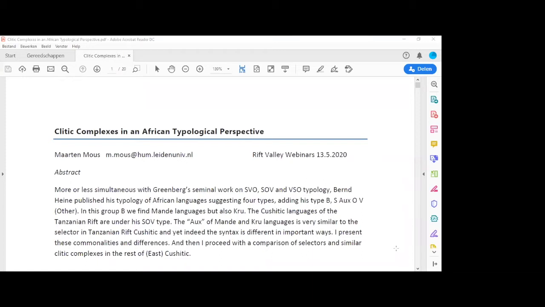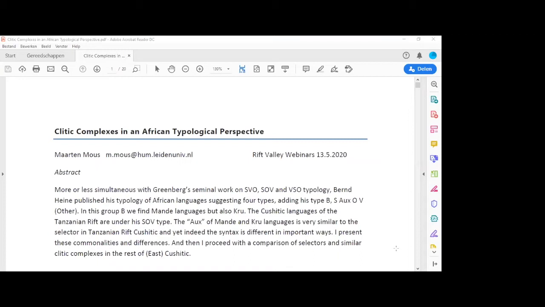Today we're having a webinar to introduce a new series for the Reading Group. The new series is called Auxiliaries and Clitic Complexes in the Tanzanian Rift, and I'll provide a brief introduction to the topic. Auxiliaries and clitic complexes are a common grammatical trait present in many of the languages of the Tanzanian Rift Valley area, and they're also considered to be an areal feature of the area.